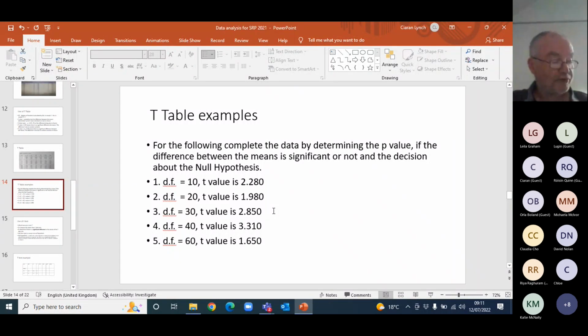Okay. For degrees of freedom of 30, and I'm looking for 2.850. If I go across, the column that I start getting interested in is 2.750 and then 3.385. So my figure here of 2.850 is greater than 2.750 and less than 3.385. So it's in between those two. So then if I go to the top of the columns, the p-values, what I can say is the p-value is greater than 0.002 and less than 0.01. So the fact that it is less than 0.01 means it's certainly less than 0.05. So the difference between the means is significant. The decision about the null hypothesis, you would reject it.